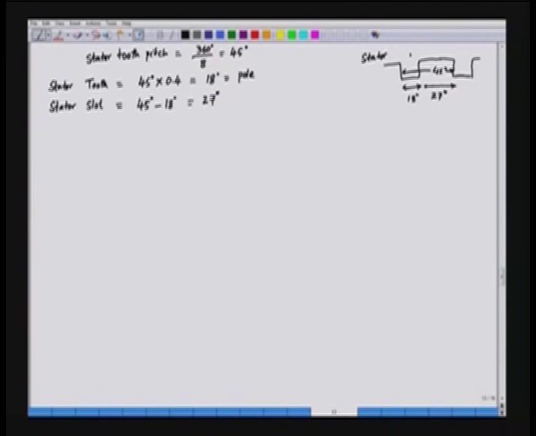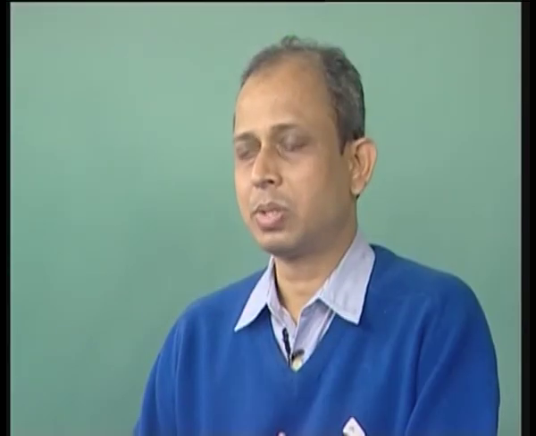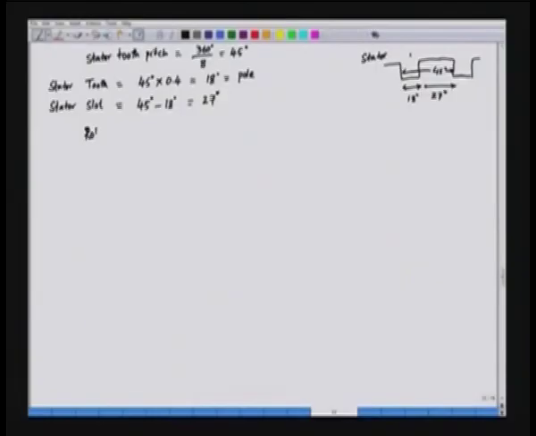Similarly, the rotor has got 6 teeth. So, the rotor tooth pitch is 360 by 6. So, we can say that the rotor tooth pitch is 360 by 6, that is equal to 60 degrees, and the rotor is like this facing the stator.